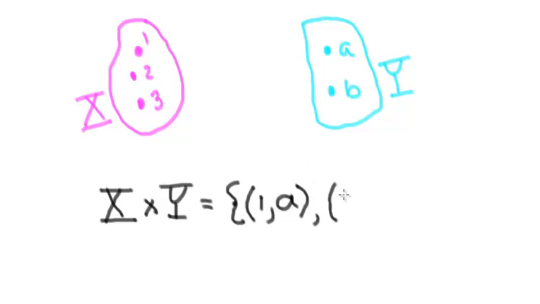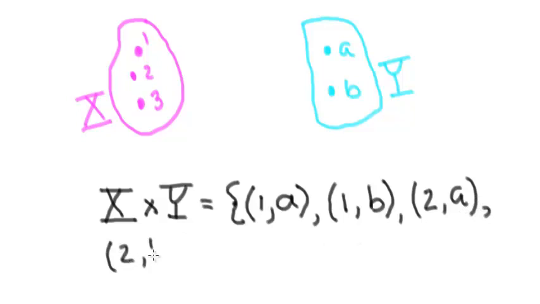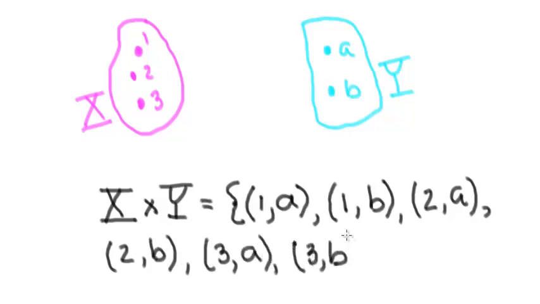And then we might also have 1 and b. And then we would also have 2 and a. And then we would have 2 and b. And finally 3 and a. And 3 and b. So these are the elements of the product.